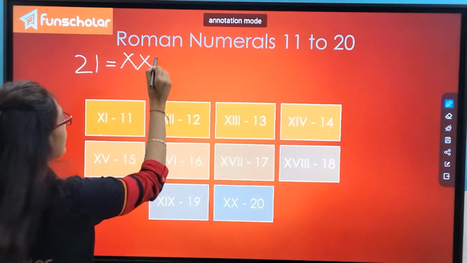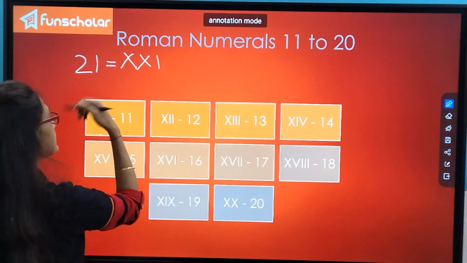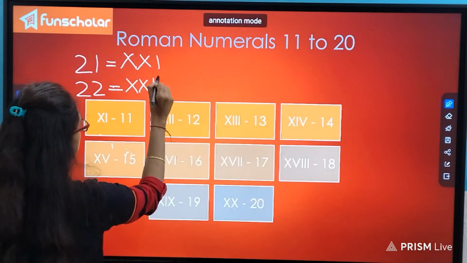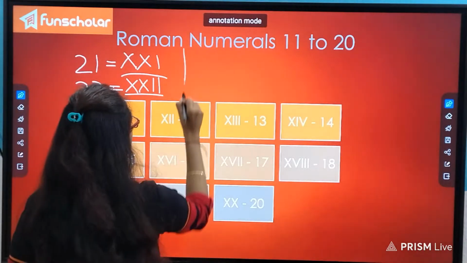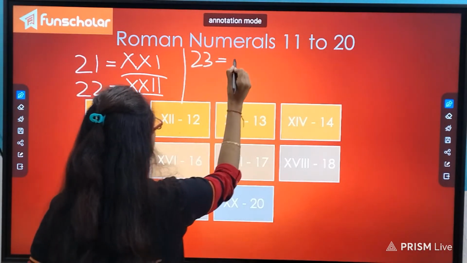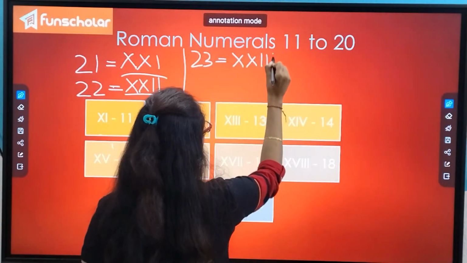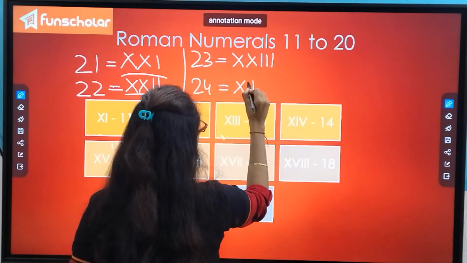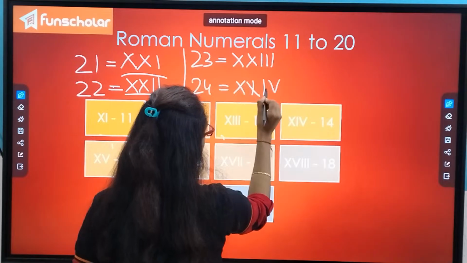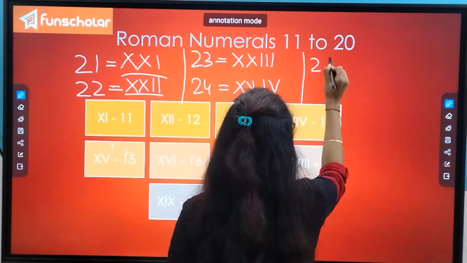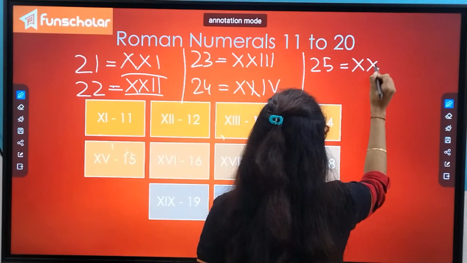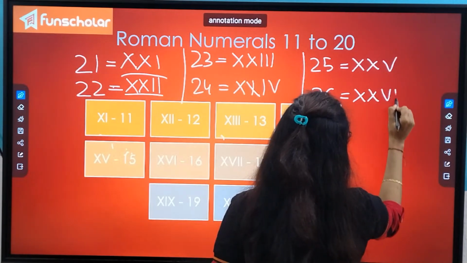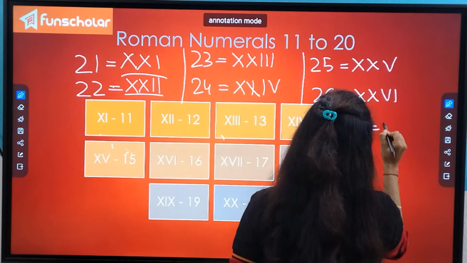XX is 20, and if you add 1 on the right side, that is 21. How will you write 22? X plus 2 I's. Okay. Then 23: X plus 3 I's. 24: X and 4 I's. Then 25: 20 and 5. 26: 20 and 6. 27: 20 and 7.